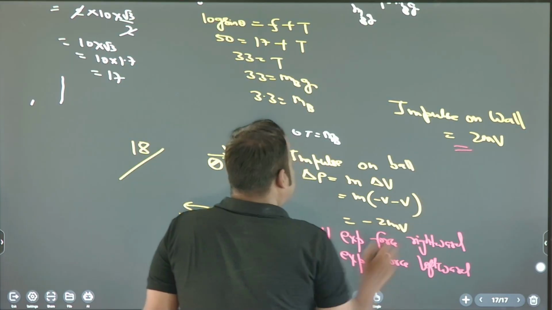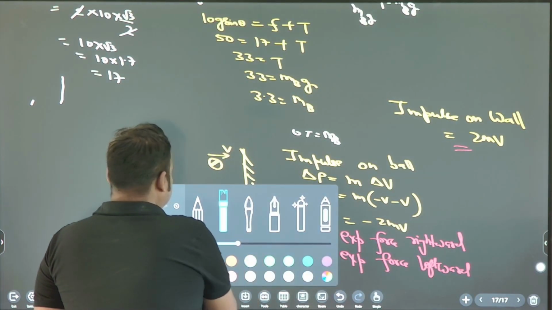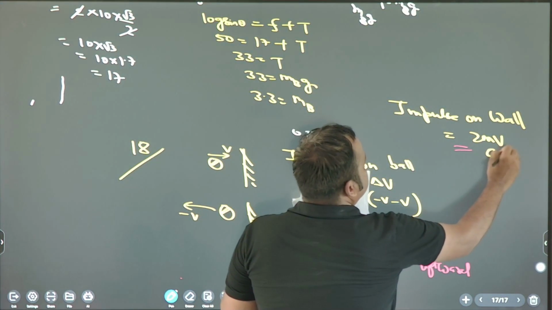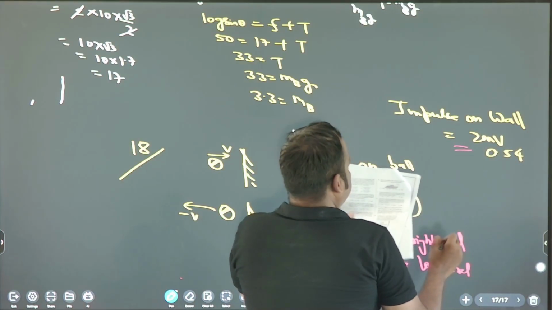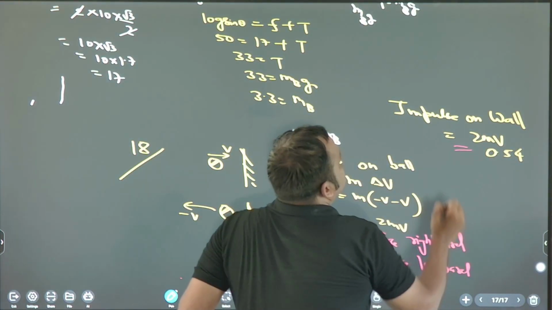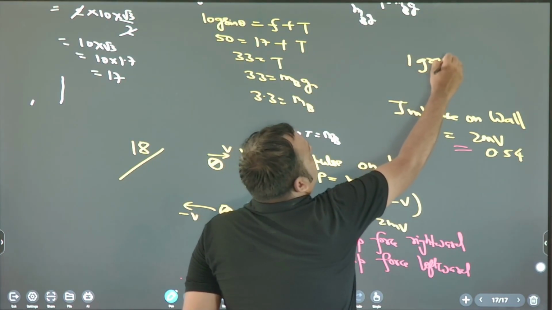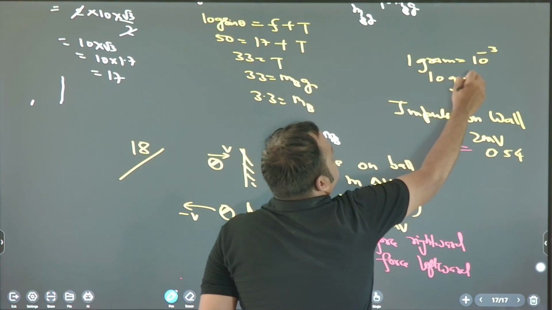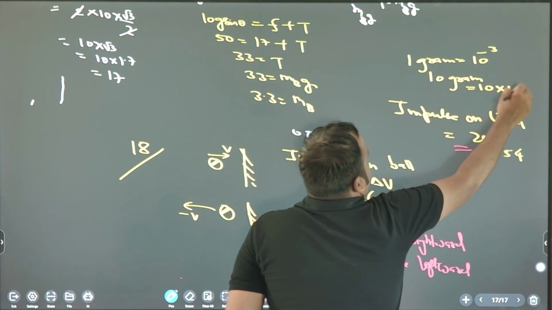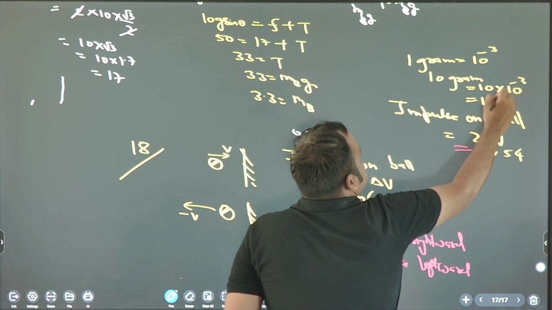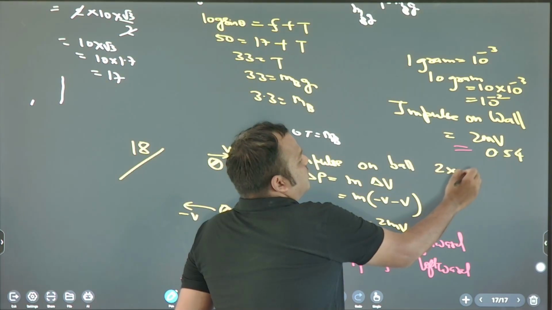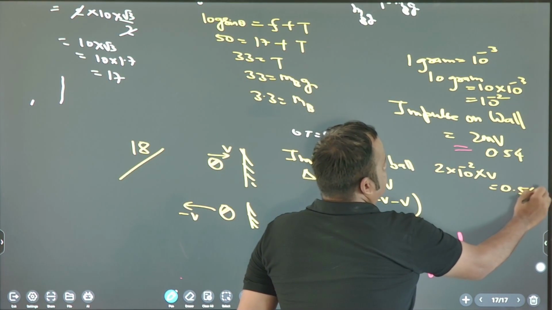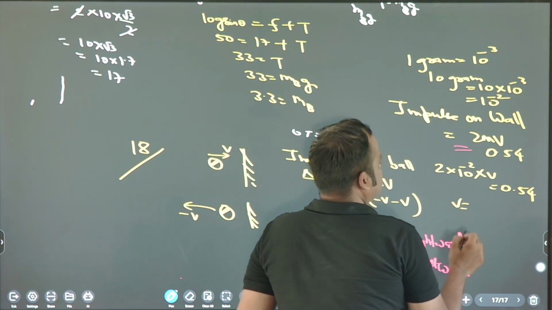So 2mv is given in the question. 2mv is given as 0.54. Mass is also given, 10 gram. Now 1 gram is how much? Tell me, 1 gram is 10 raised to minus 3. So 10 gram means 10 power minus 2. So 2 into 10 power minus 2 into V is 0.54. So what is V?